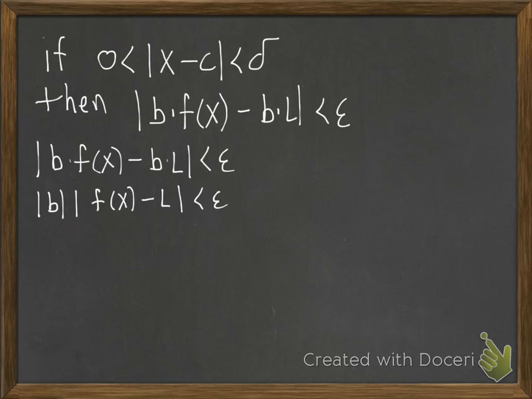So we have absolute value of b times the absolute value of f of x minus L is less than epsilon. And so then we can get absolute value of f of x minus L is going to be less than epsilon over the absolute value of b. Okay, now here's the key step.